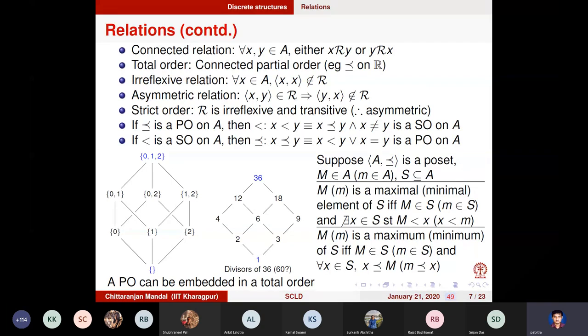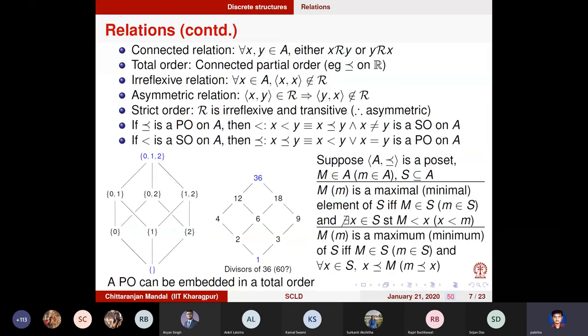So what is the upper bound of 6 in the right hand side diagram? 12, 18, 36. And similarly, you can define the lower bound of 6, that is the collection of elements which are less than or equal to 6. So 2, 3, 1 are the lower bound of 6. Note that 4 and 9 do not belong to the lower bound of 6. 2, 3, and 1 belong to the lower bound of 6.